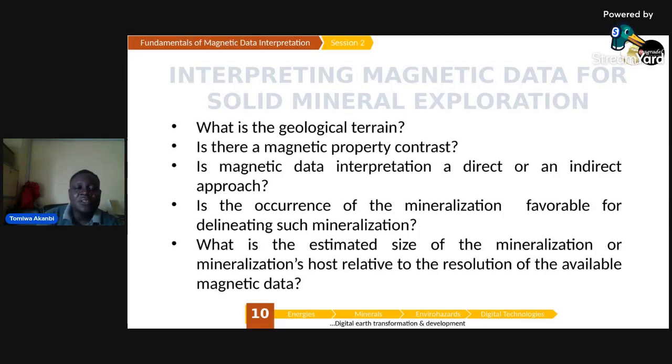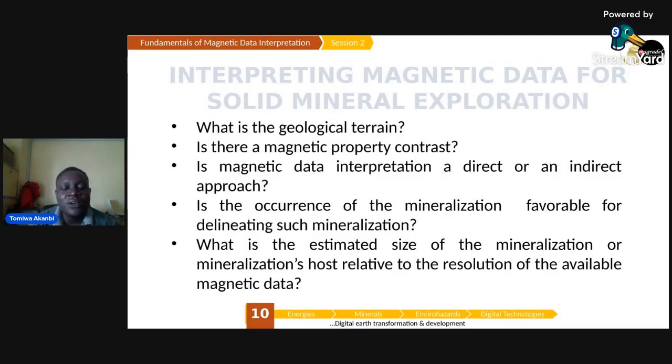And then another question that you need to answer is, is it a direct or an indirect approach? Now, what I mean by that is, for some mineralizations, magnetic data may be used as a direct method to get exactly where those mineralizations are. Take, for example, if you are exploring for iron ore that is rich in magnetite, then magnetic data interpretation could be a direct method in that case. If you are exploring for oolitic sandstone within areas like Cotton Karfi in Kogi State and all, you can use magnetic data to delineate exactly where those bodies are. You can even use it to delineate the boundaries, the extent, and all of that.